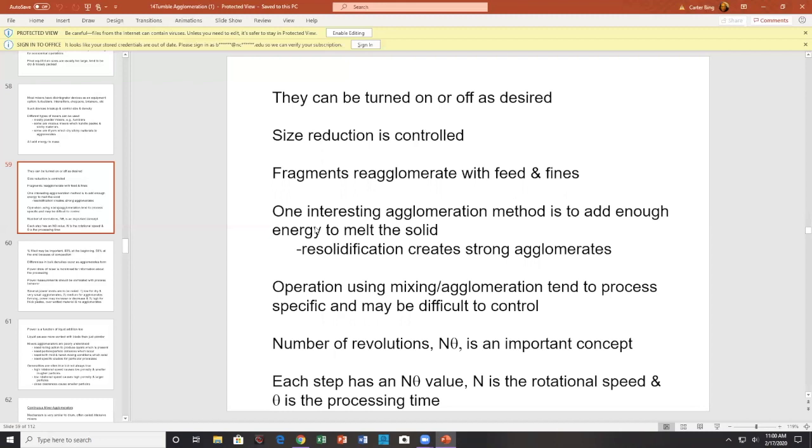One interesting agglomeration method is to add energy to melt a solid. Just enough to get the outside melted. And then the resolidification, cooling, will create strong agglomerates when you're mixing during this process. The operation using mixing agglomeration tends to be process specific. May be difficult to control. Again, the number of revolutions is an important concept. How many revolutions has the batch experienced? I mean, true revolutions. Each step has an n theta value.